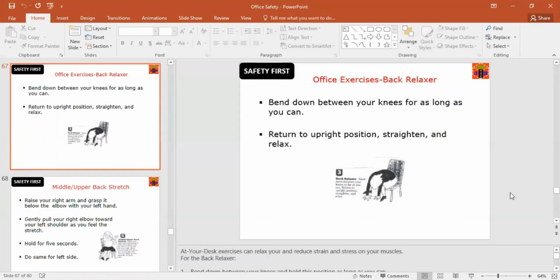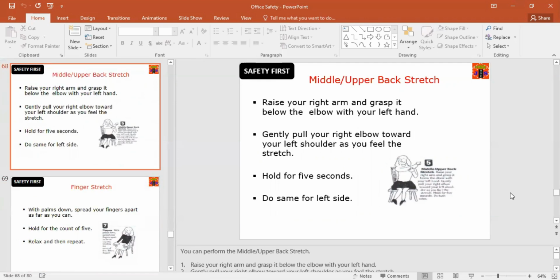While working in the office, please do short exercises to keep your back relaxed. Bend down between your knees for as long as you can. Return to an upright position. Straighten and relax. Raise your right arm and grasp it below the elbow with your left hand. Gently pull your right elbow towards your left shoulder as you feel the stretch. Hold for 5 seconds and do the same for the left side.